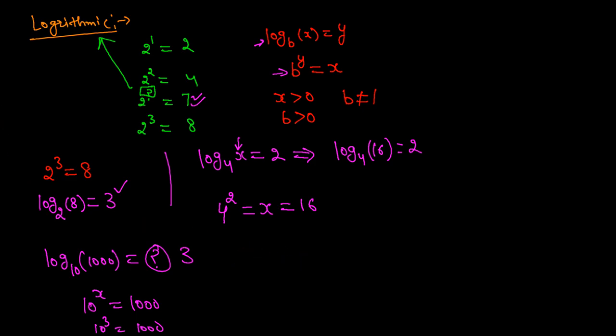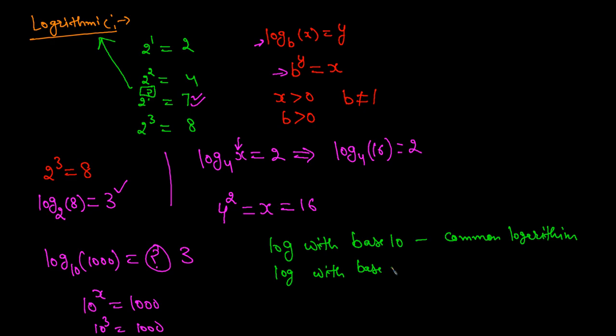And log with base 10 is called common logarithm. And log with base e, the exponential number, which is approximately equal to 2.718, that kind of log is called natural logarithm, and it's written as ln, like ln 2 or something. Okay, it's called natural logarithm.